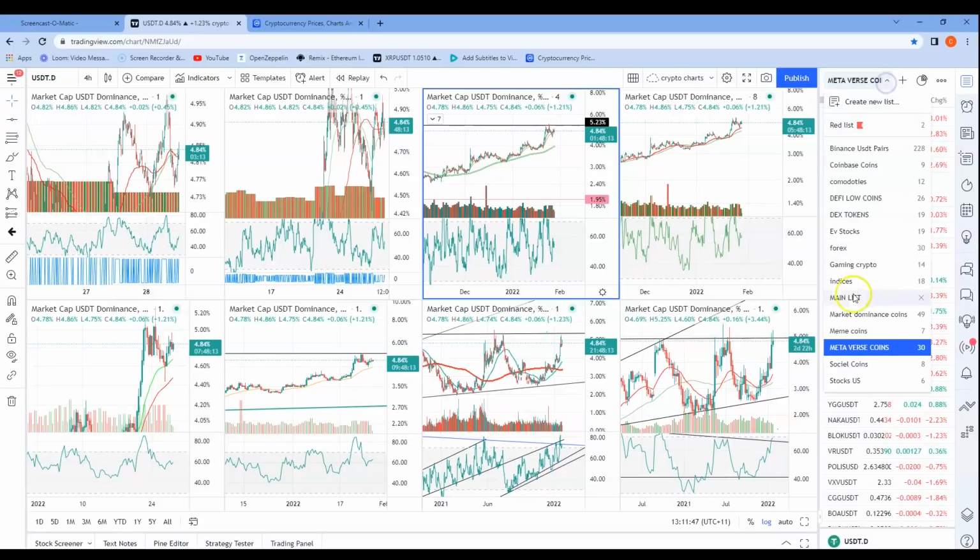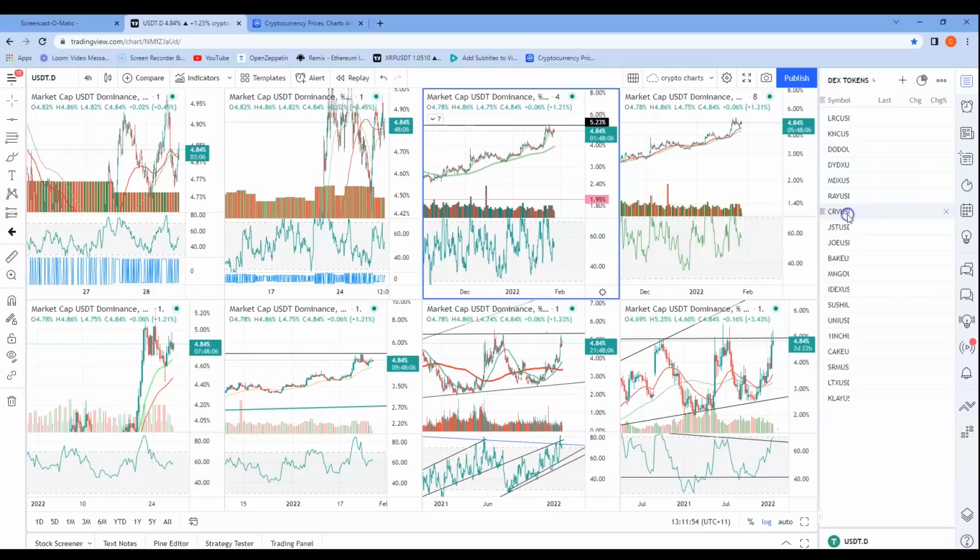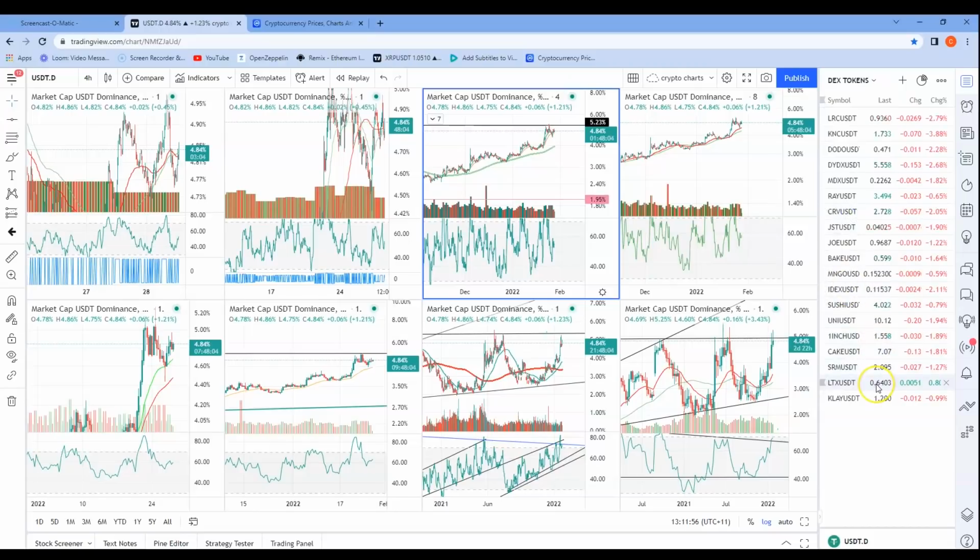And then we've got the gaming cryptos, and then the DEX tokens. I'll be very interested going forward to accumulate some of these famous DEX tokens, like decentralized exchanges. As you know, the SEC is going after everybody, and the decentralized exchange tokens would have an edge then.